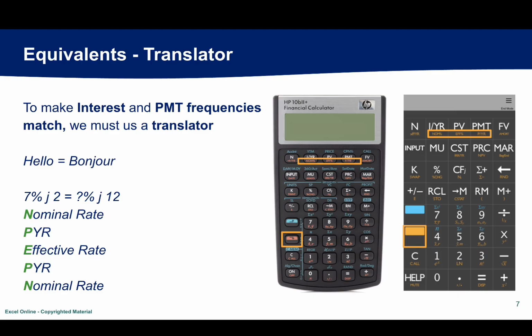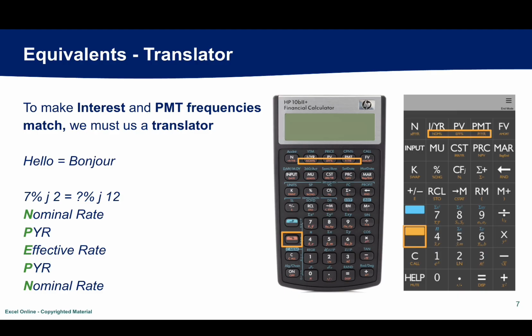Third is E, which is EFF. F or EFF stands for effective. When we press this button, it will turn the original rate into the effective rate. It will make it into a J1 rate.